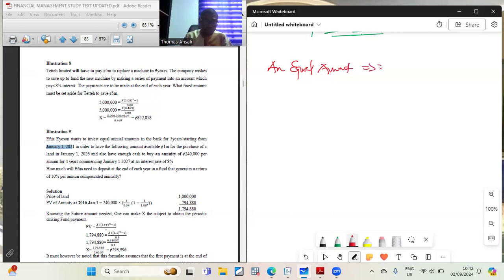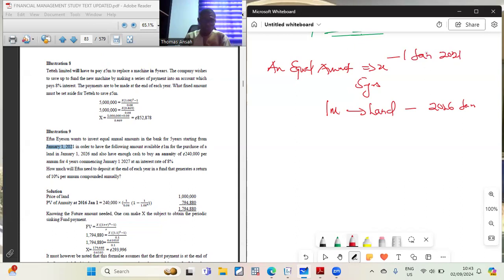She wants to save it for 5 years, so that by the time 5 years come, she will have 1 million available for the purchase of a land. She is buying the land on January 1, 2026. The investment she wants to do is on 1st January 2021. So 2022, 2023, 2024, 2025, 2026.